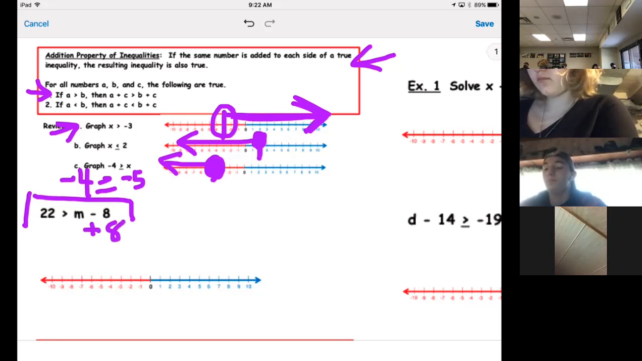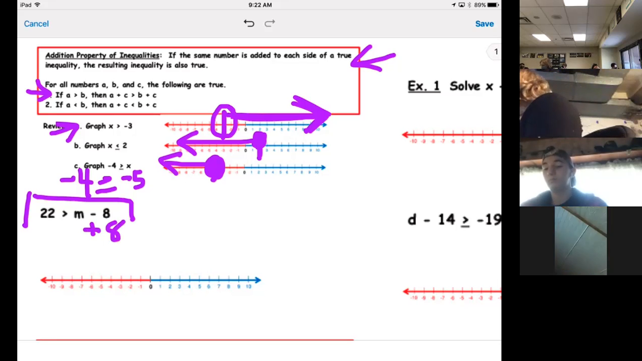But remember that teeter-totter? If we do something to one side, we have to do it to the other. Otherwise, it takes that teeter-totter and makes it all out of whack. So we're going to add 8 to both sides. So 22 plus 8 is 30. Is greater than m, that goes away.